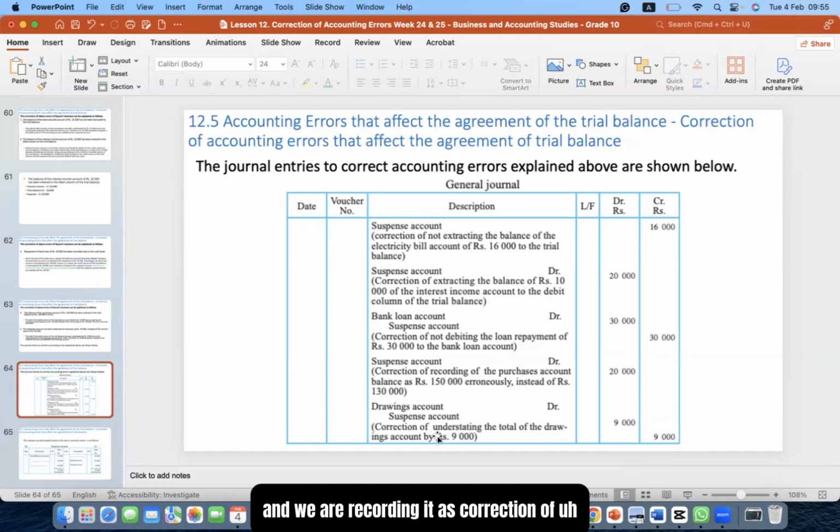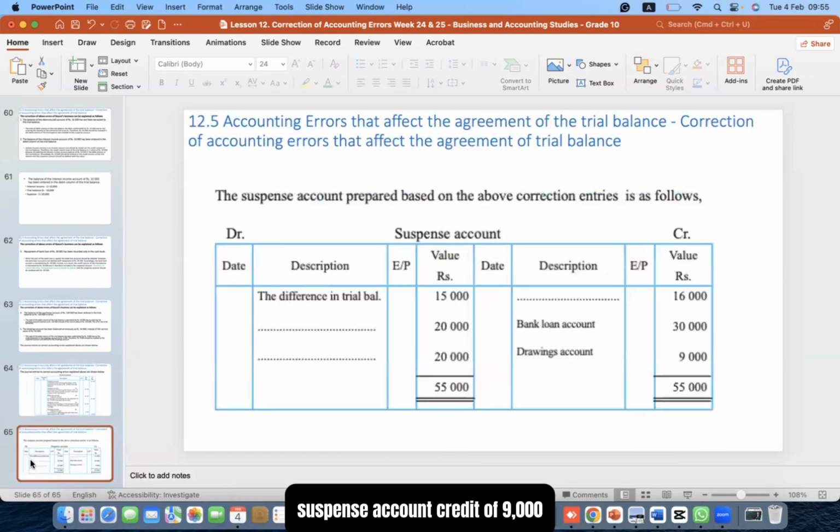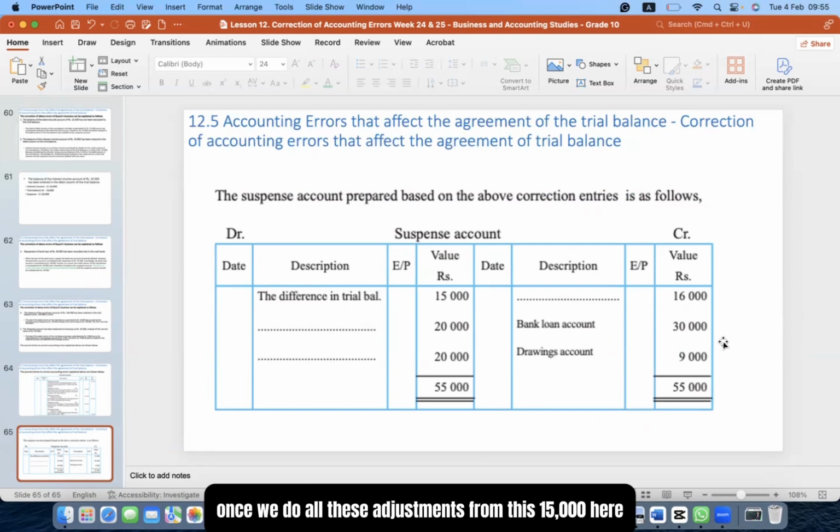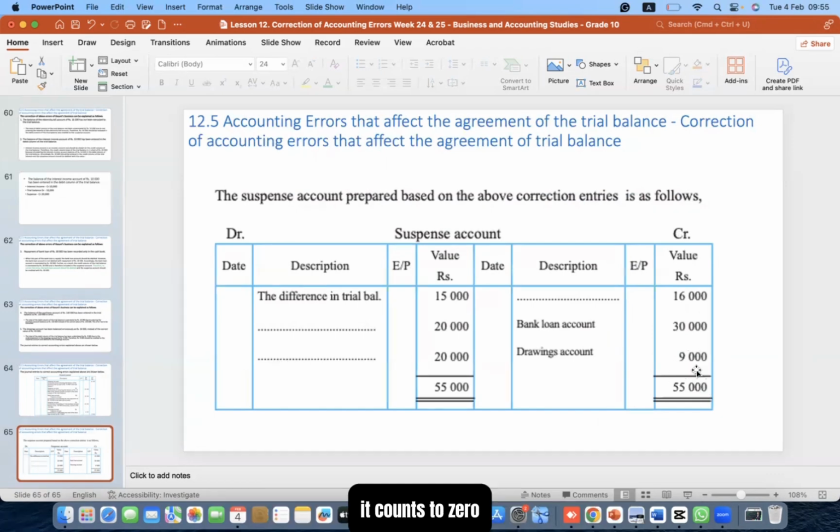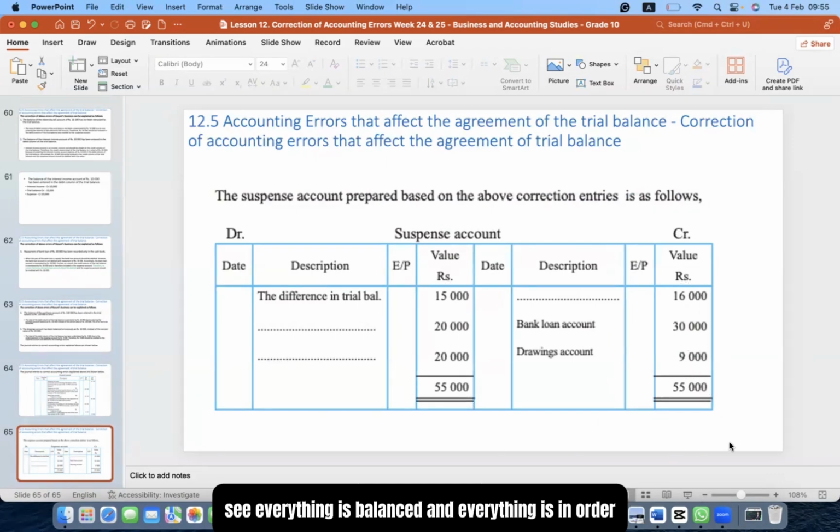And we are recording it as correction of understating the total of drawings account by 9,000. This suspense account credit of 9,000, we are recording it in the suspense account as drawings. So once we do all these adjustments, from this 15,000 it comes to 0. See, everything is balanced and everything is in order.